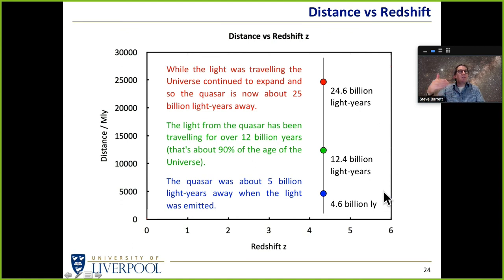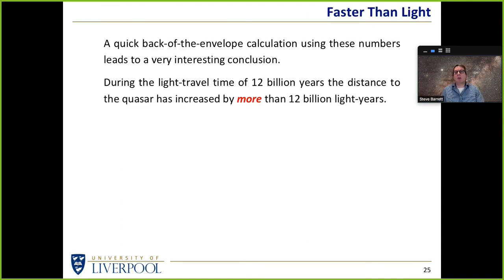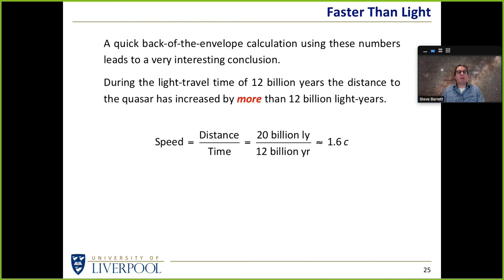that means the distance to the object, the distance to the quasar, has increased by about 20 billion light years, but it's done it in a time period of only 12 billion years. So that leads to a very interesting conclusion. A quick back-of-the-envelope calculation tells us that during those 12 billion years, the distance has increased by more than 12 billion light years. If speed is distance over time, then the average speed is the average distance covered over the time, 20 billion light years in 12 billion years.